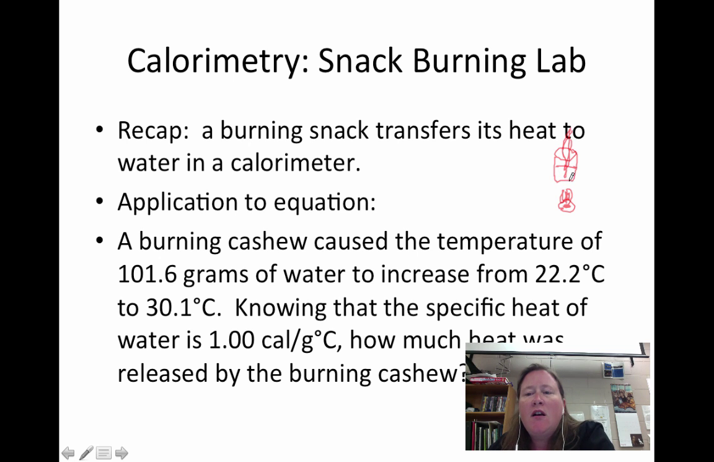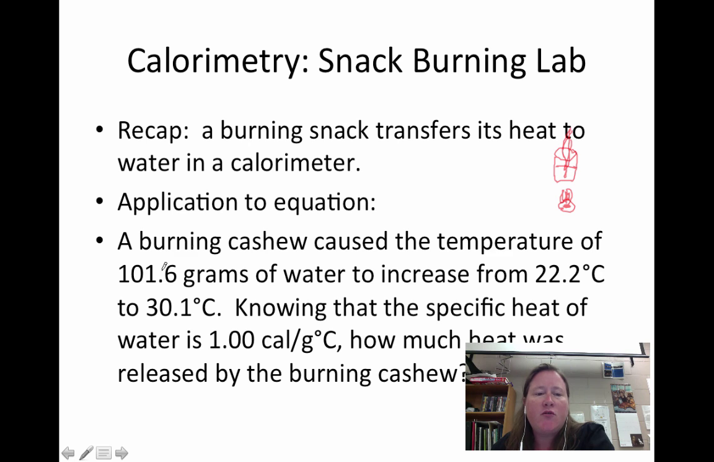The types of measurements we took in the lab included the temperature of the water before and after the snack burned. We also took the mass of the snack before burning and the mass of the snack after burning. Before putting the water into the aluminum can, which is our calorimeter, we took the mass of the water. So here's the scenario.